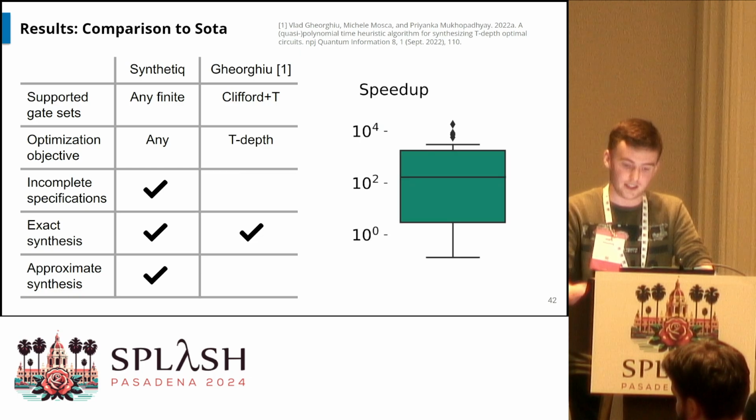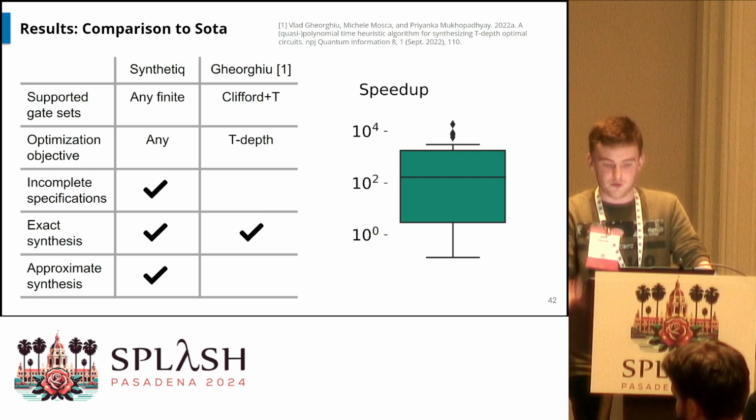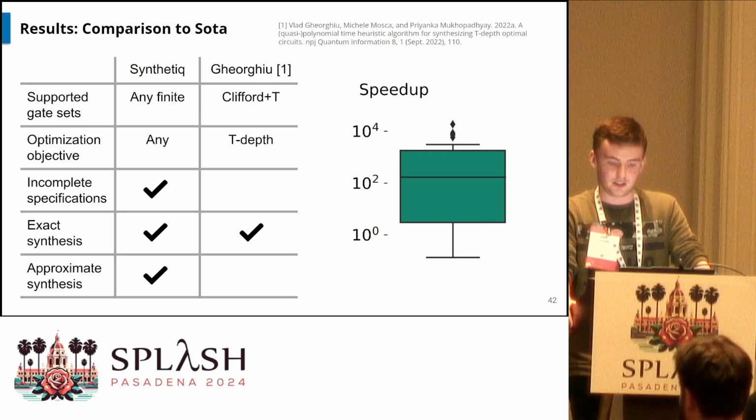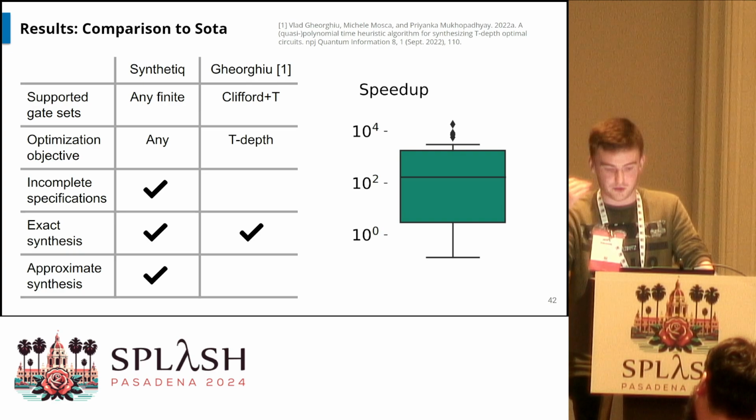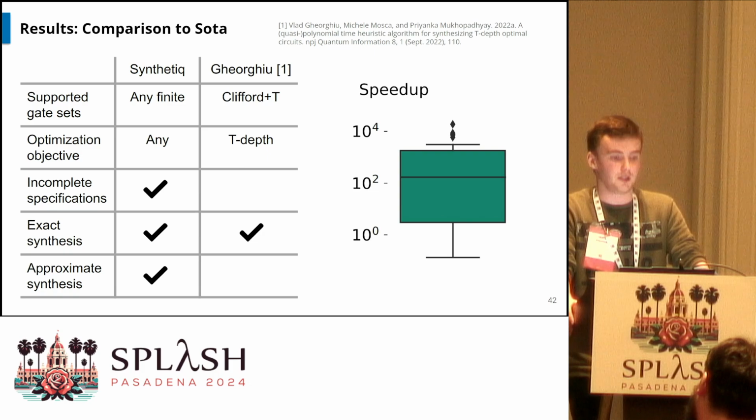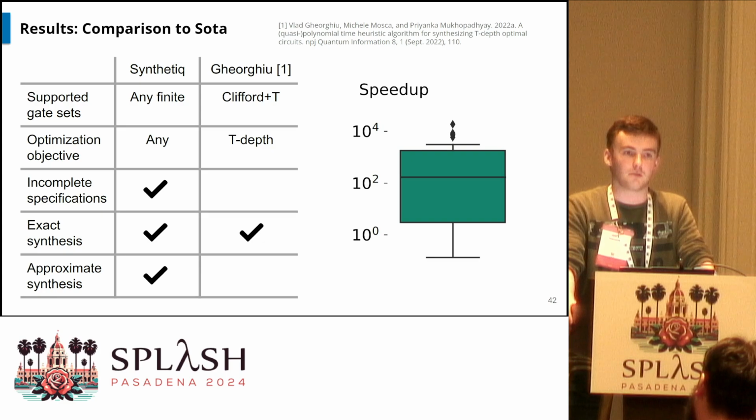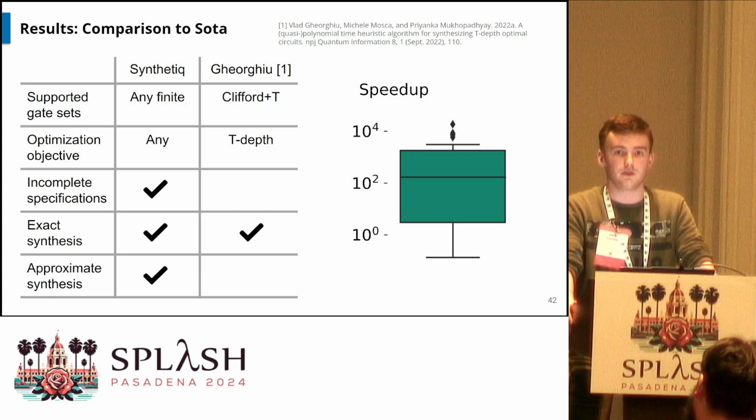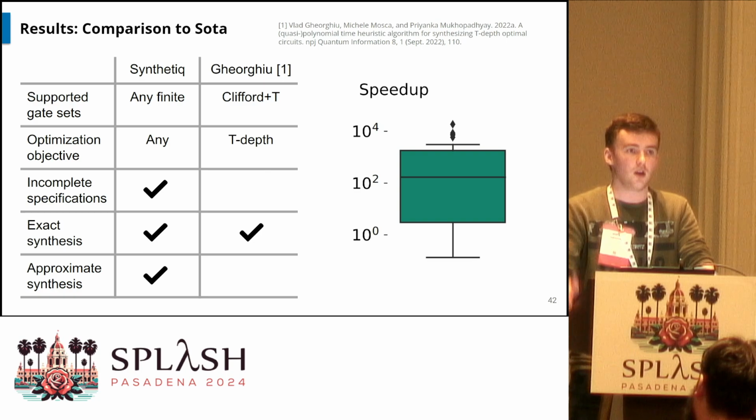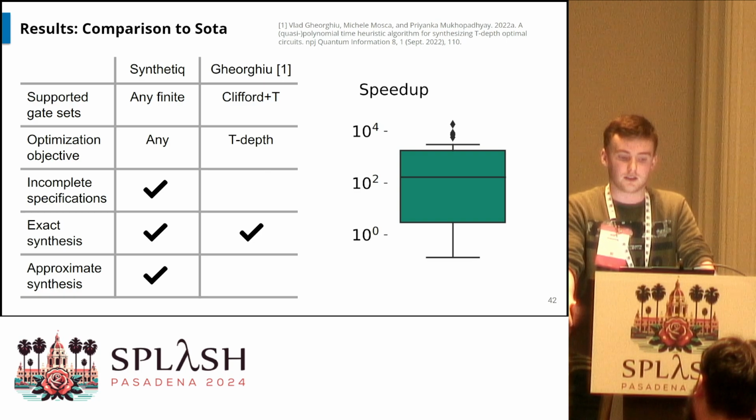And what do we find? Well, it's all over the board, quite a lot, from no speedup to 10 to the power of 4 speedup. But on average, or the median, is 2 orders of magnitude speedup that we actually reach with Synthetiq. So even though we have a very simple algorithm, we seem to be outperforming this baseline.